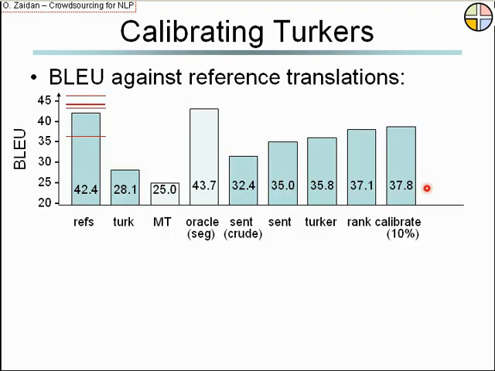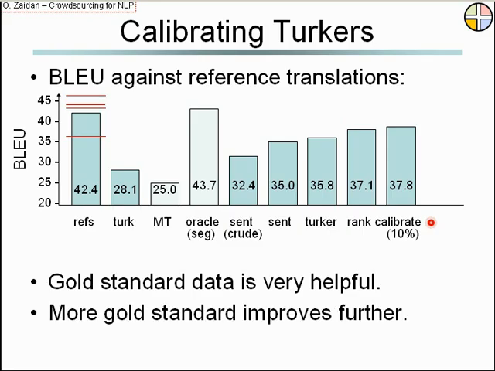And again, you see this boost going up to about 38 BLEU points if you use the calibration features on 10% of the gold standard data. If you use more gold standard data for the calibration, you get further improvements, but we want to look at only the 10% scenario because that's a more realistic scenario. You probably wouldn't have that much gold standard data to begin with.